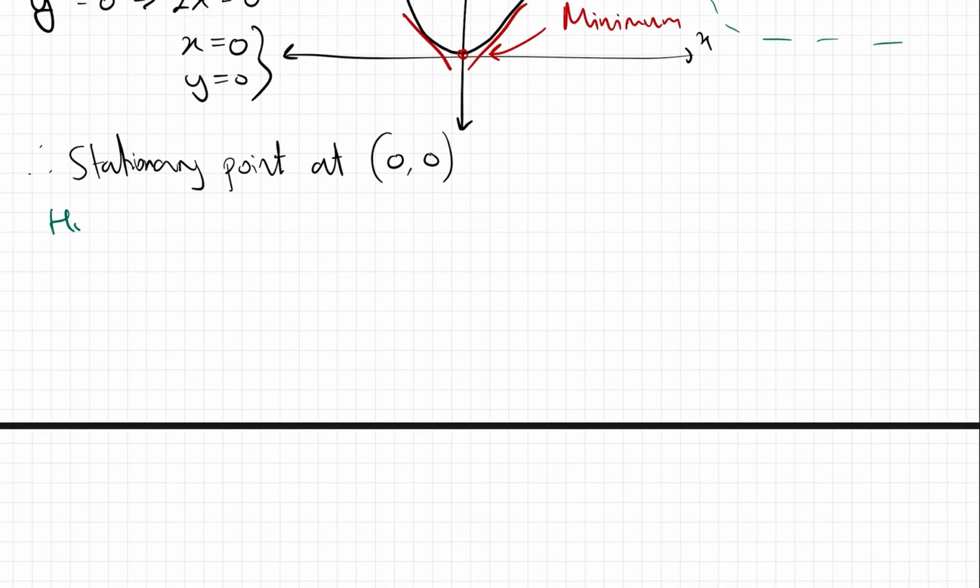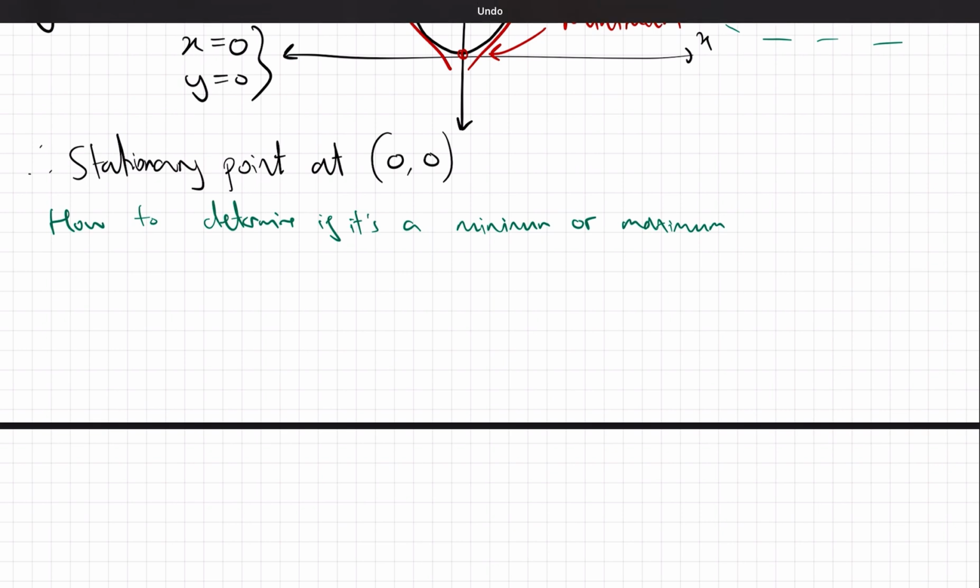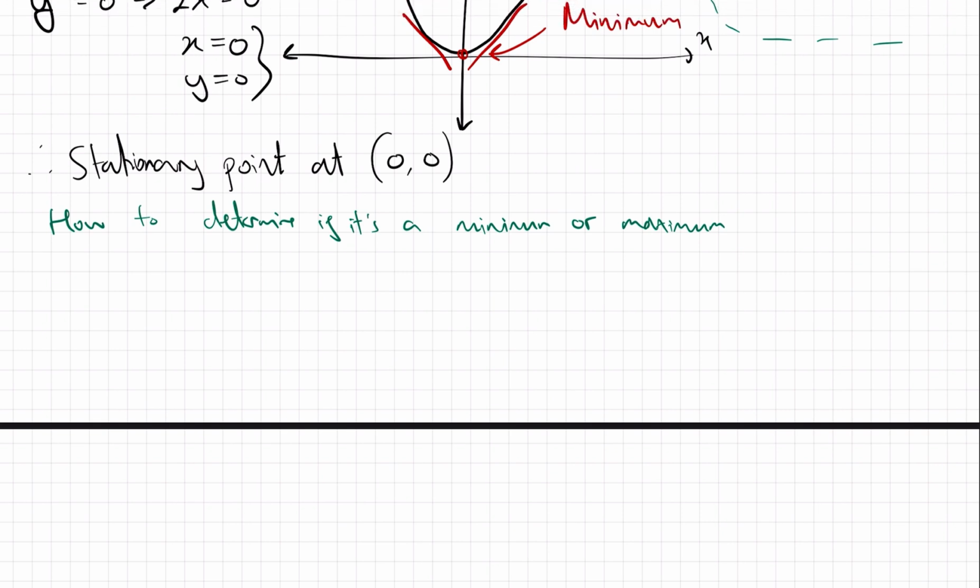But what if you didn't have the graph? So I'm going to show you guys how to determine if it's a minimum or maximum. And to do that, what we need is a second derivative. So we know y dash is 2x. And now if we take the second derivative, this is going to show us the rate of change of the gradient.